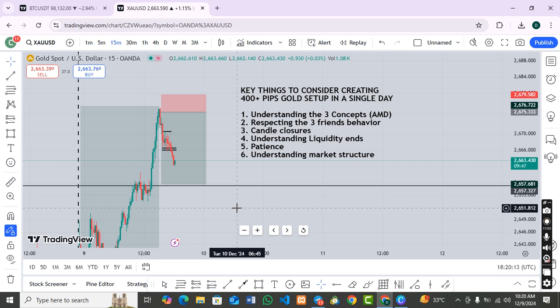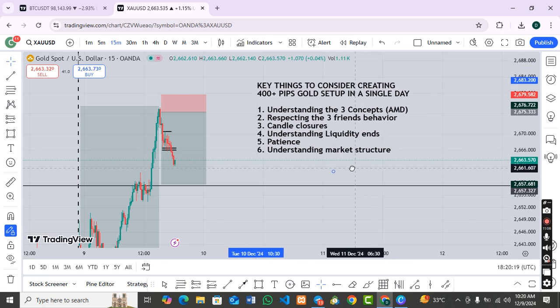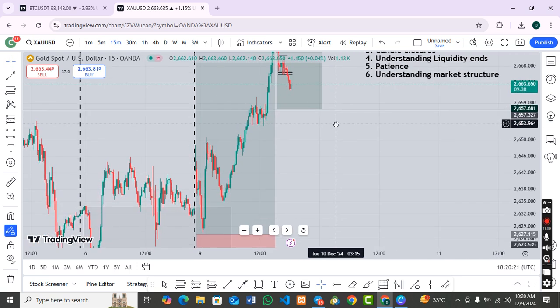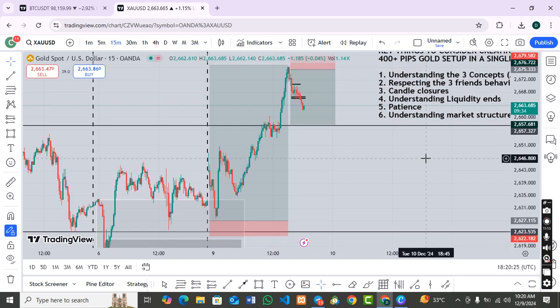Then the next thing I want us to talk about is understanding market structure. When I say market structure, let's look at the setup over here. Let's look at this huge profit setup over here.